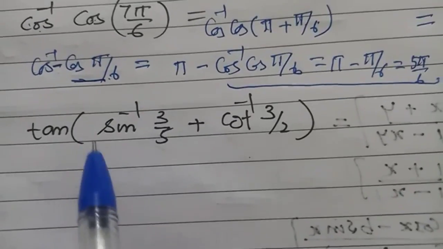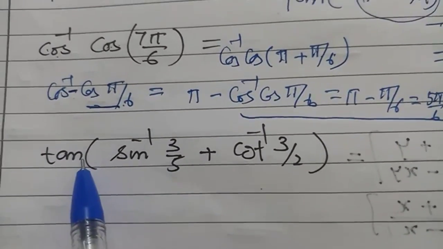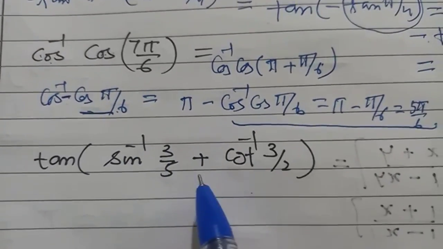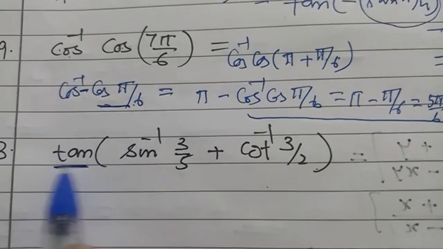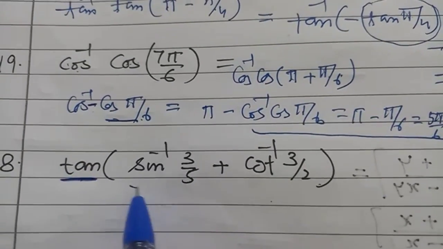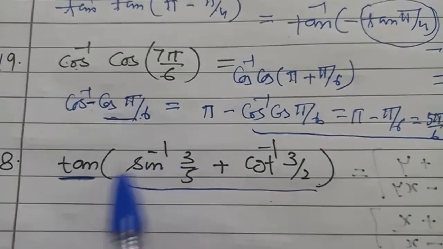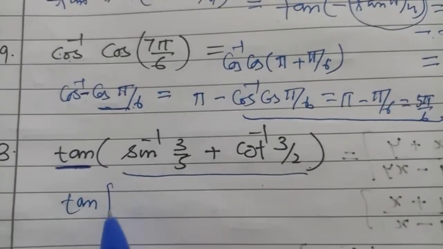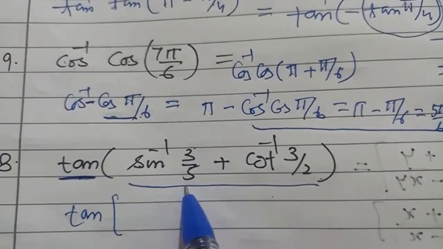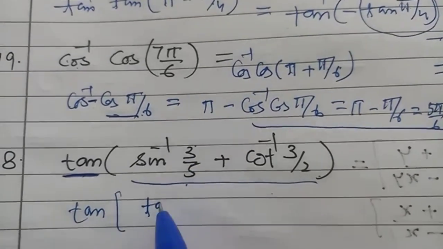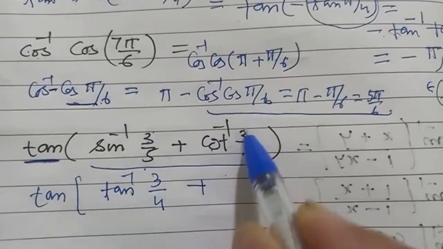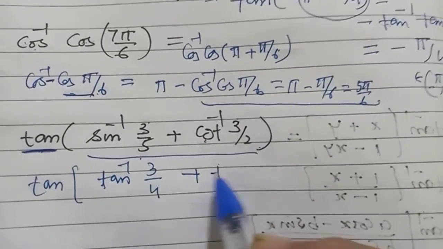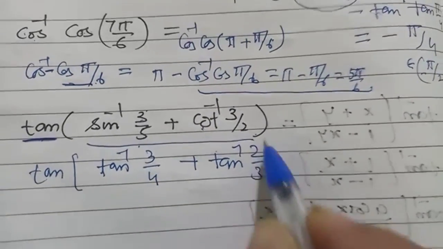This way. Now look at this question. It is tan of sine inverse 3 by 5 plus cot inverse of this. Actually, for cancelling this particular tan, I should have a single tan inverse here. So what do you do? You convert this sine inverse into tan inverse by a right angle triangle. What is it? Tan inverse, perpendicular 3 by 4. Cot inverse is the reciprocal of tan inverse. So how can this be written? As tan inverse 2 by 3.